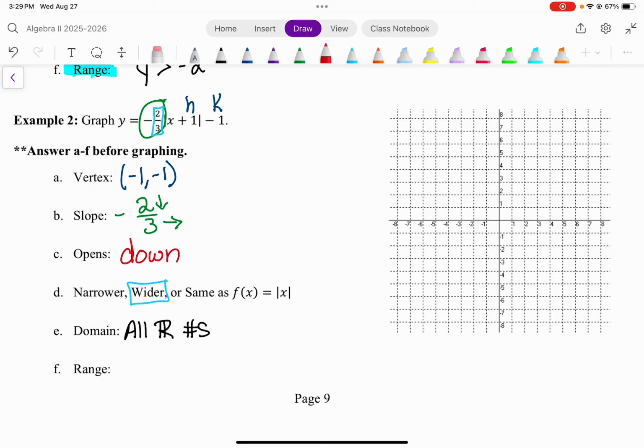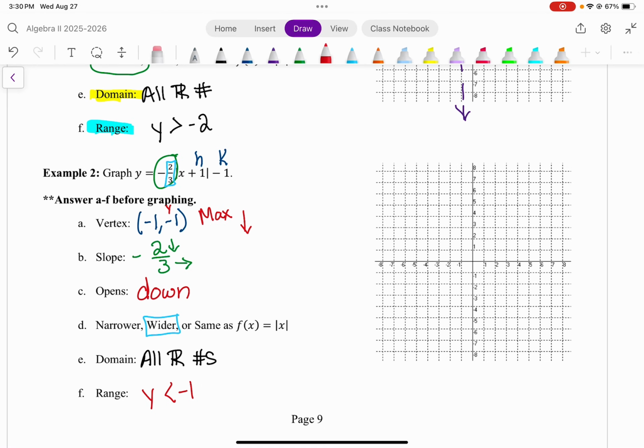And then our range. So if we think of our vertex, our y value, because range is talking about our y value, starts at -1, and our graph opens down. So because it's opening down, that y value of -1 is going to be the highest point or the maximum of our graph. And all of the y values are going to be less than or smaller than -1. So when we write our range, we can write y is less than -1.